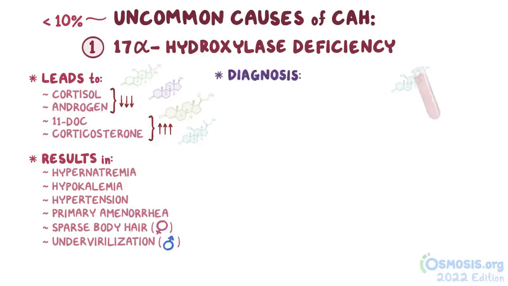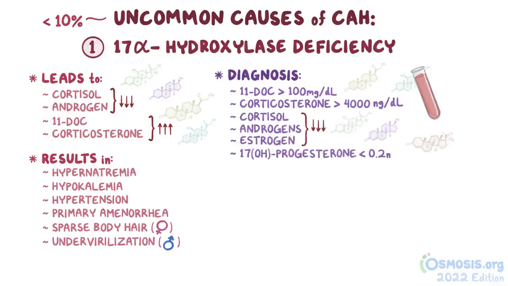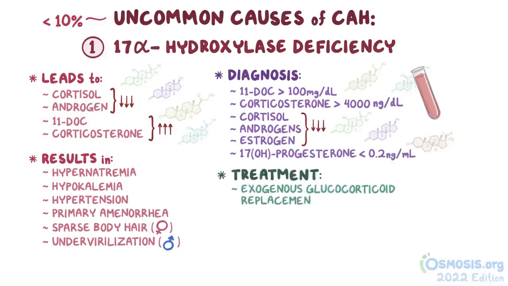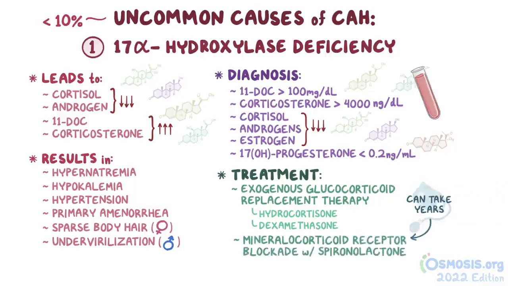The diagnosis is established based on having levels of 11-deoxycorticosterone above 100 micrograms per deciliter, levels of corticosterone above 4,000 nanograms per deciliter, and low levels of cortisol, androgens, and estrogen. Also, serum 17-hydroxyprogesterone is typically less than 0.2 nanograms per milliliter. Treatment relies on exogenous glucocorticoid replacement therapy with hydrocortisone or dexamethasone. Glucocorticoid replacement normalizes blood pressure, but that can sometimes take years. In the meantime, mineralocorticoid receptor blockade with spironolactone can help.